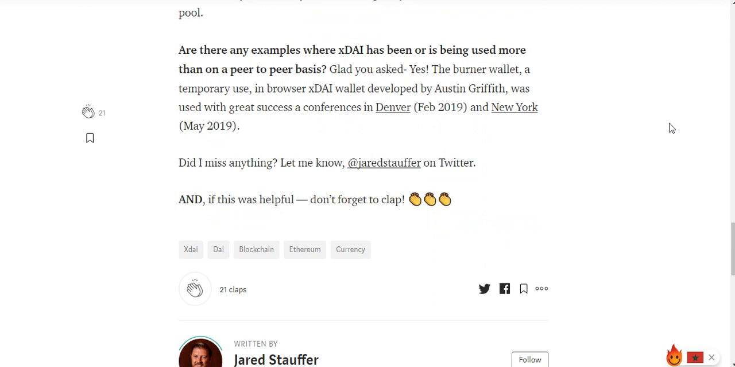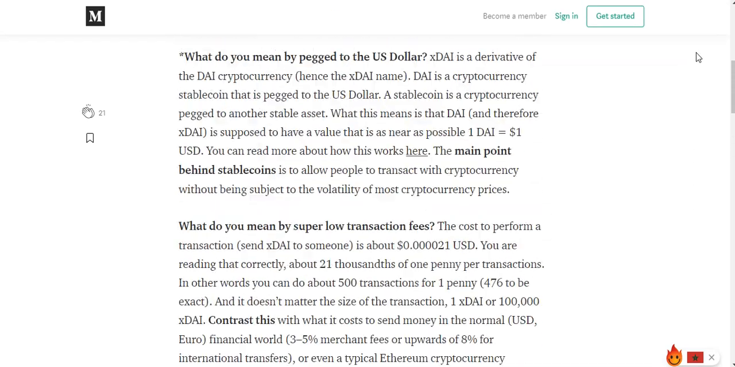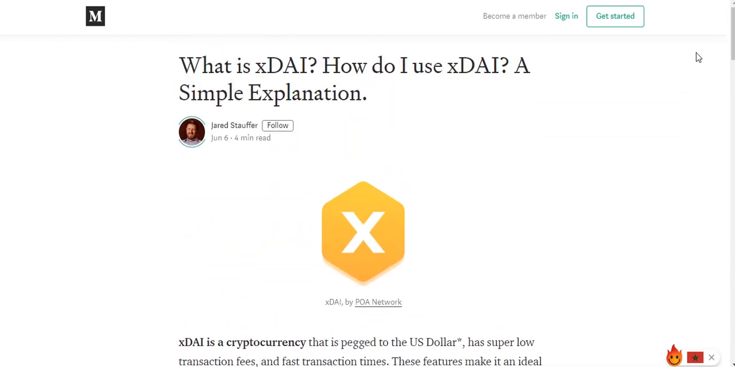And they're asking, are there any examples of xDai being used more than on a peer-to-peer basis? And they're saying the burner wallet, a temporary in-browser xDai wallet developed by Austin Griffin, was used with great success at conferences in Denver, February 2019, and in New York, May of 2019. So I'll be checking that out, the burner wallet. I'll be doing a little background, doing my due diligence and more research into the xDai, and keeping the family and the community updated on any implementations that come our way.